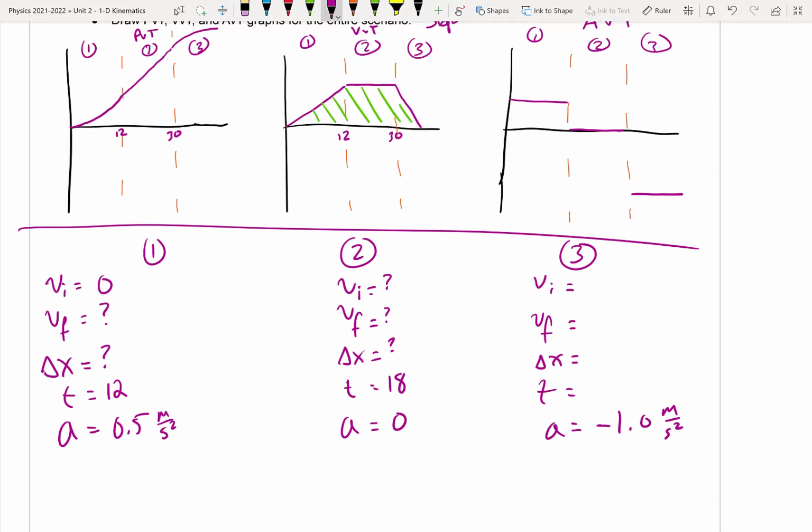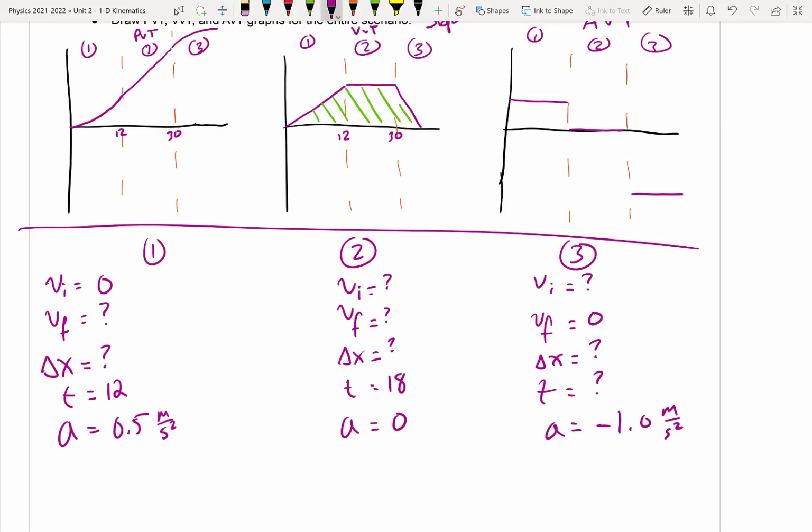Phase 3, initial velocity, I don't know what it is, except that it'll be the final velocity from phase 2. Final velocity we do know is 0 in phase 3 because we come to a stop. Delta X we don't know, time we don't know. So also in phase 3, we only know 2 things.